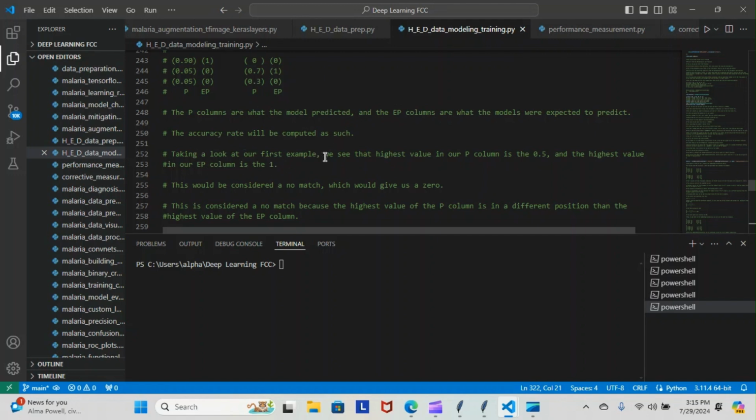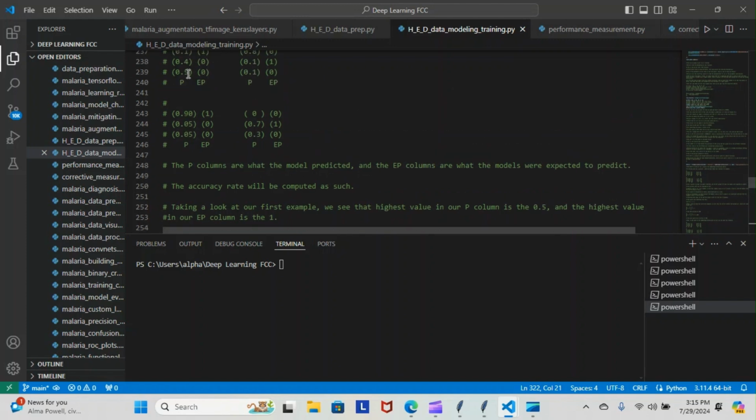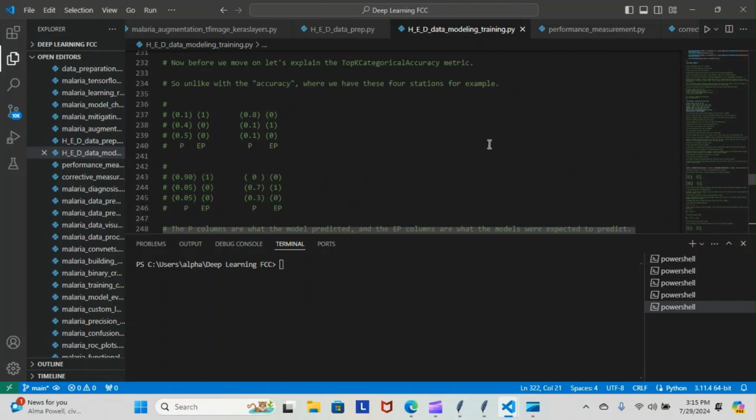Now, taking a look at our first example, we see that the highest value in our P column is 0.5. Yeah, 0.5 right here is going to be the highest value in this P column for our first example. And if we look in our EP, the 1 is going to be the highest expected value in that column. Now, that's going to be incorrect because it doesn't match up. So with the categorical accuracy, the expected has to be matched with the predicted. 0.5 is the highest value in the predicted, and 1 is the highest value in the expected, but you can see them in two different locations. So this would be considered incorrect.